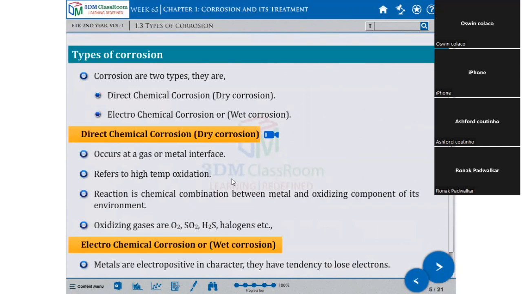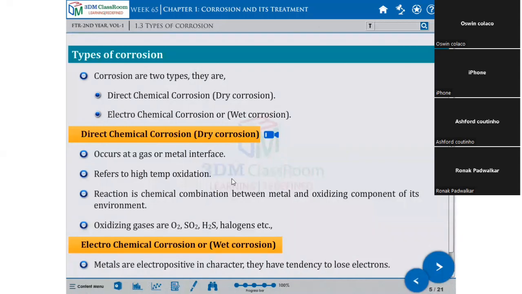There are two types of corrosion: direct chemical corrosion, or dry corrosion, and electrochemical corrosion, or wet corrosion. What about an acid solution? Copper and aluminum also corrode, forming a green layer because of chemical corrosion. It is wet corrosion, formed in liquid. And dry corrosion means direct chemical corrosion.